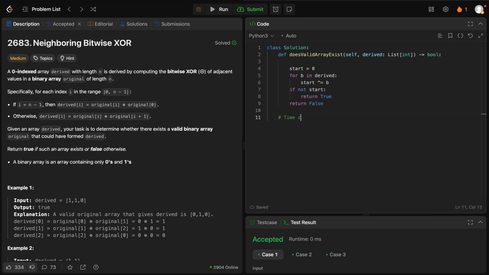Let's see time complexity and space complexity. We use only one variable, so space is O(1), and time complexity is O(n), because we go through all of them.